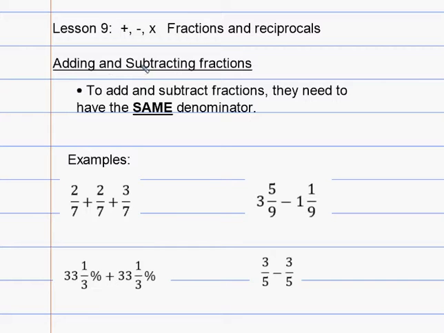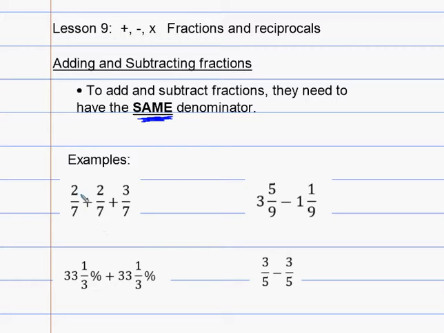So when you add and subtract fractions, remember that you need to have the same denominator. All of the examples from lesson 9 will have the same denominator, and we'll get into needing common denominators later, but you need to know no matter what, if you add or subtract fractions, you have to have the same denominator. So here are a few examples.